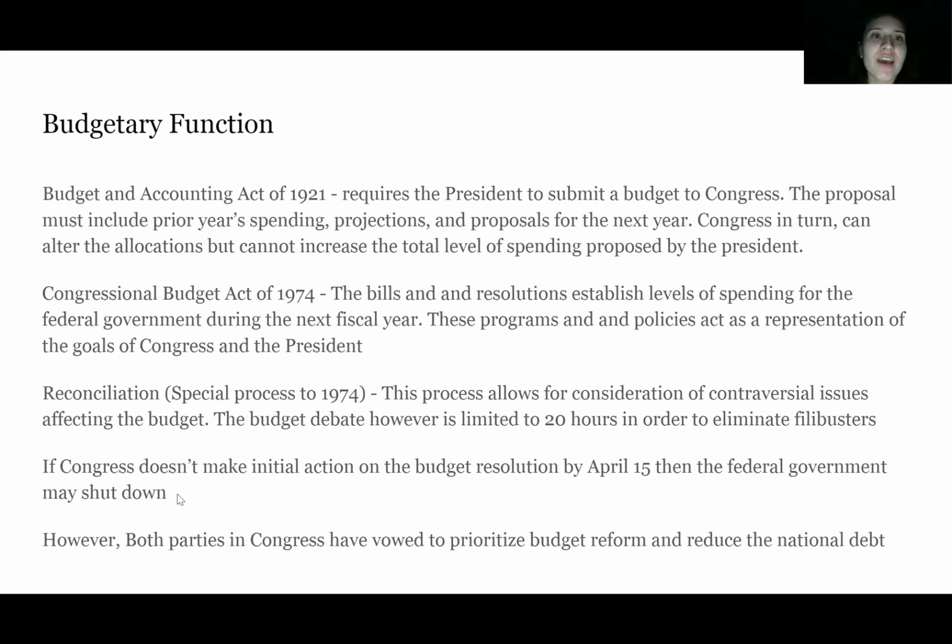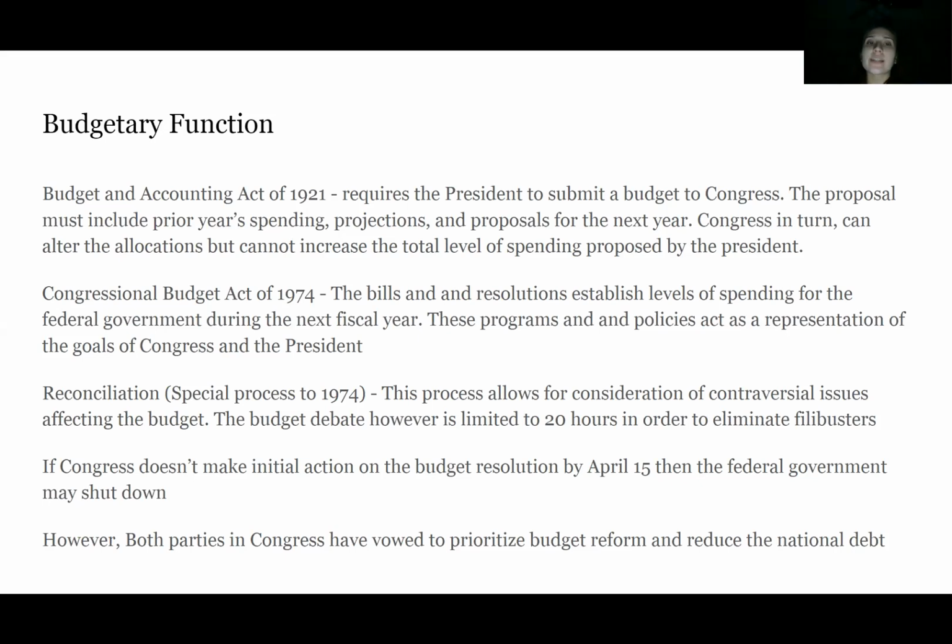Budgetary functions. We have the Budget and Accounting Act of 1921. This requires the president to submit a budget to Congress. It has to include spendings, projections, and proposals for the next year. And then Congress, in turn, can look at those spending budgets and say, no, I want this much to go here and this much to go here. But they can do that, but they cannot increase the total spending from the proposed budget by the president.